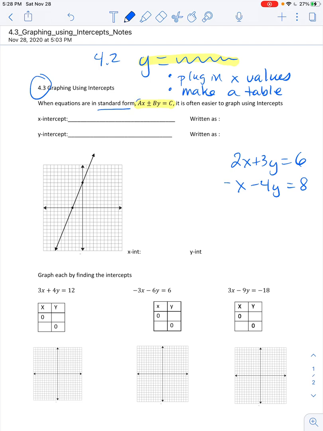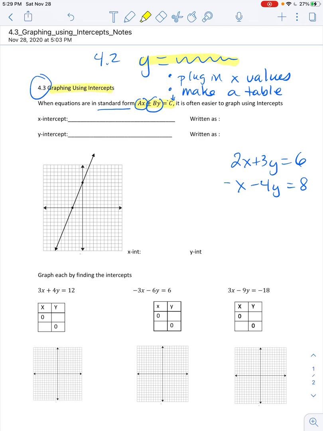So just like this says, there's something with an x like these, plus or minus something with a y like these, and that equals a constant or a number like this column. So these are just going to be examples of standard form. So when you see that, it's kind of tricky to plug in an x and kick out y's. So we're going to look at another way to go about doing that. And that is going to be by using intercepts. So this is graphing using intercepts.